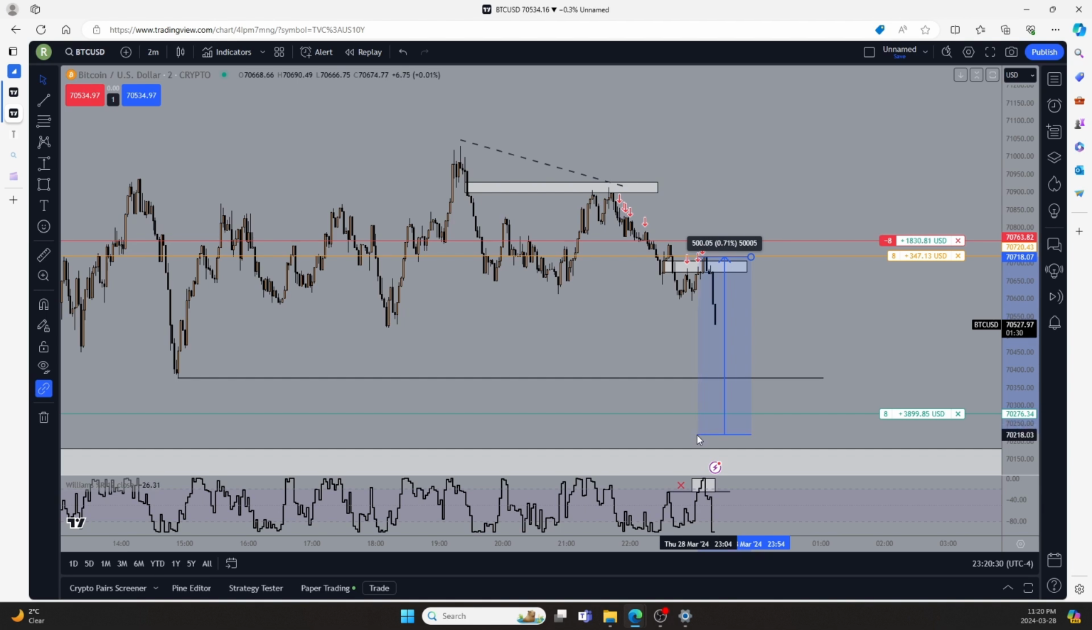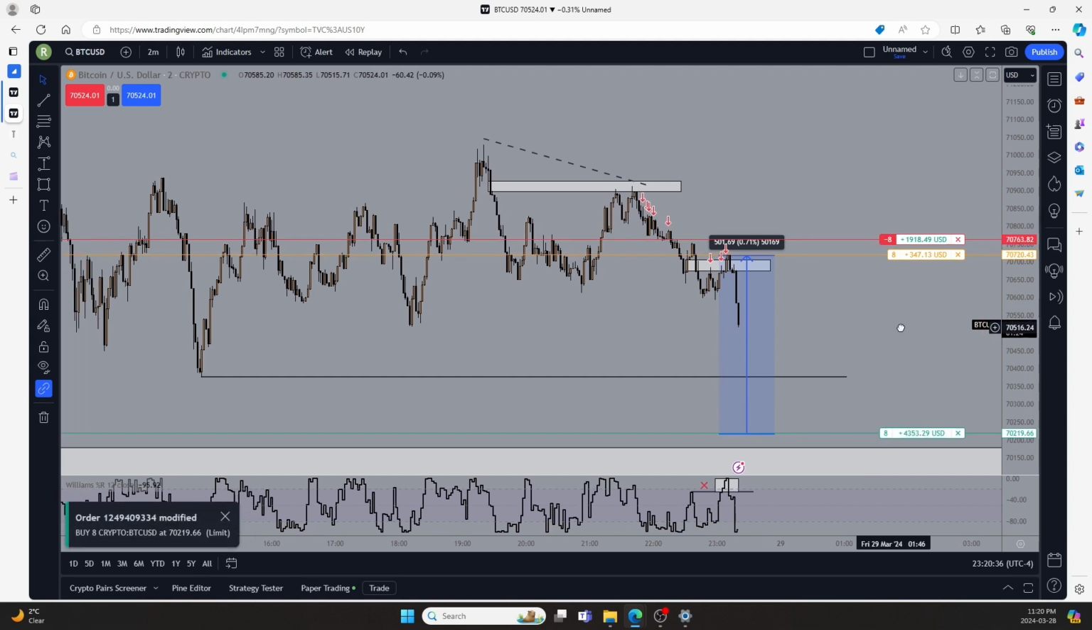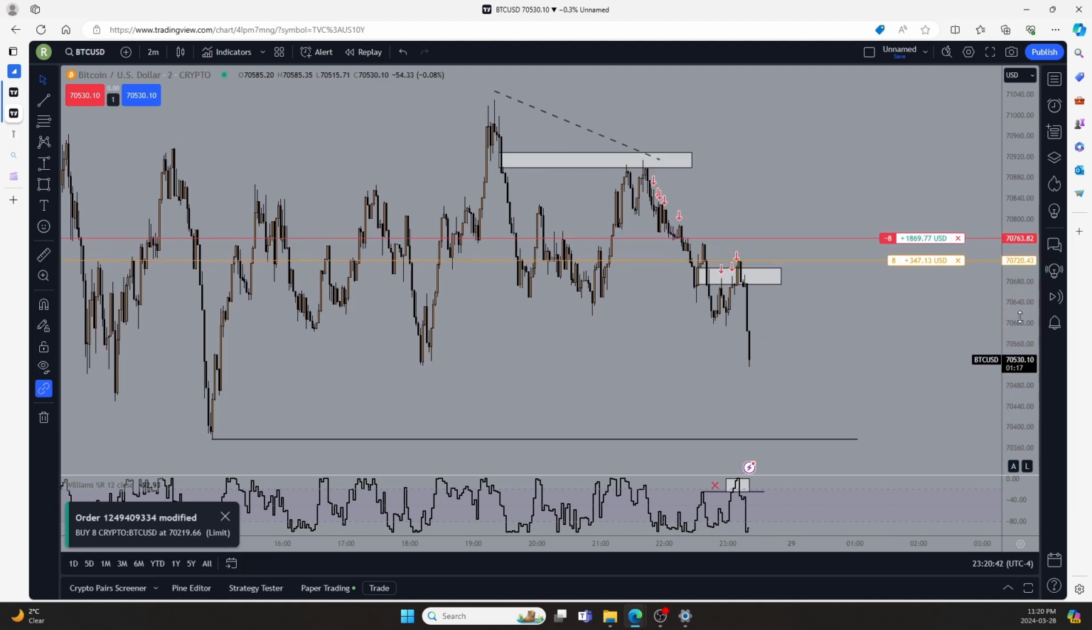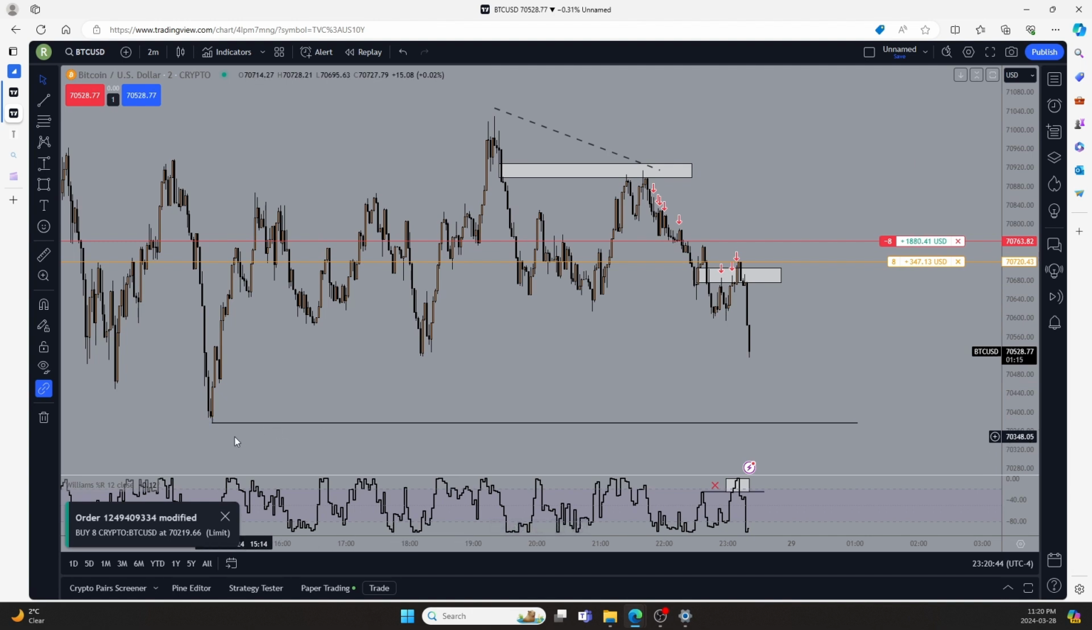We could see a 500 point expansion here. I know crypto likes to get exaggerated, and when volume comes into the marketplace, it really comes into the marketplace. So we're gonna scale out at 350 pips, so just below this low.